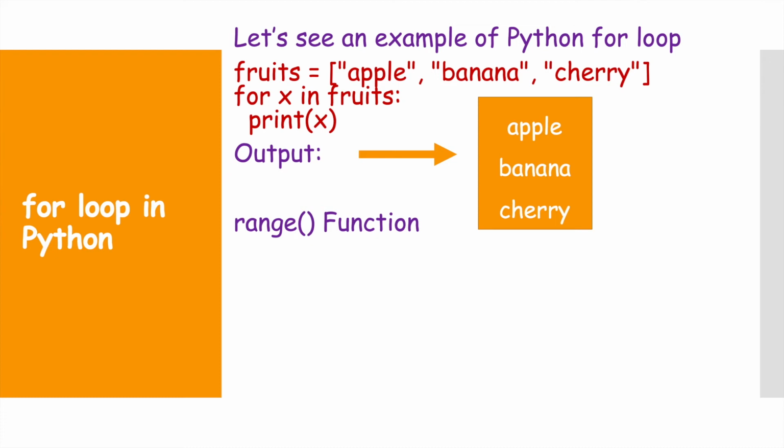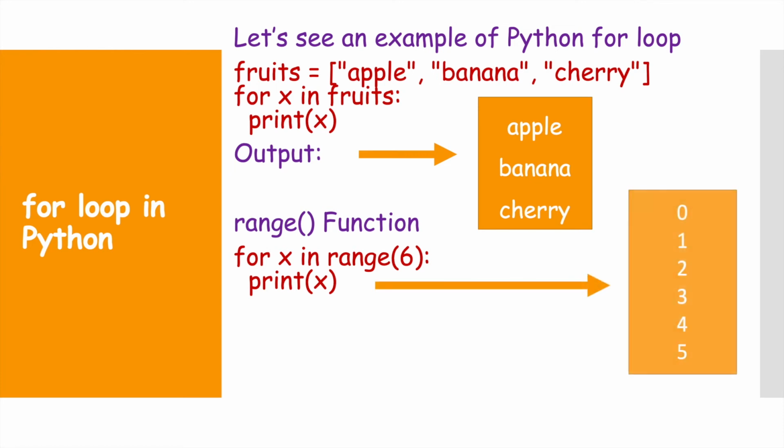And the range function returns a sequence of numbers, starting from 0 by default and incrementing by 1, that's also by default, and ends at a specified number. So here, for x in range 6, you're printing the value of x. Note that range 6 is not the values from 0 to 6, it is the values from 0 to 5. So you're going to get the output as 0, 1, 2, 3, 4 and 5.